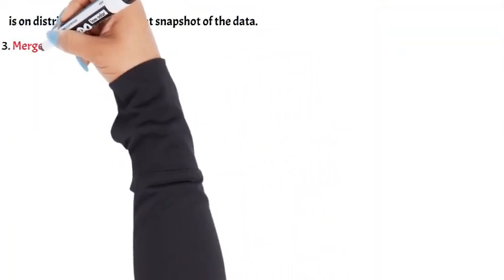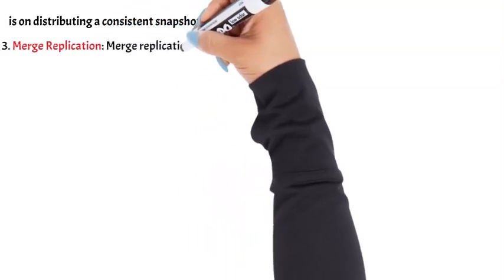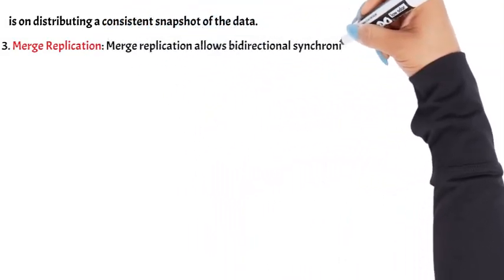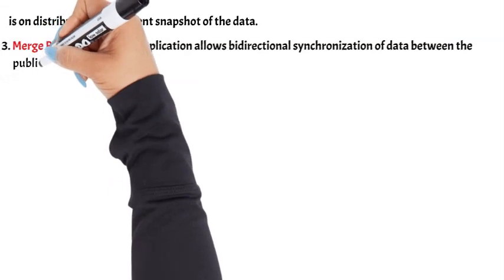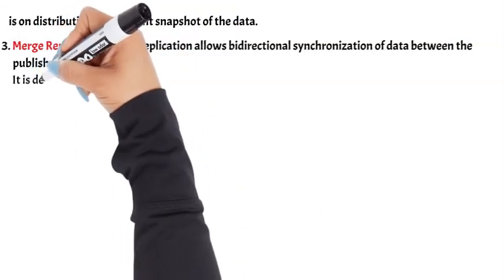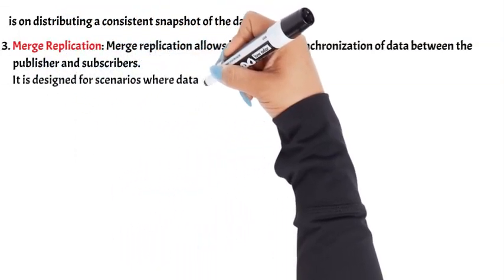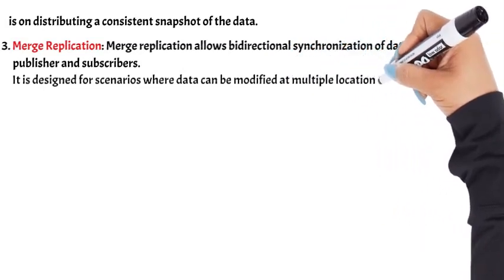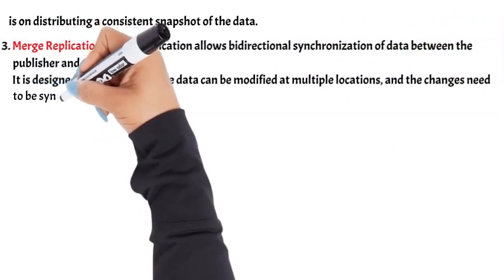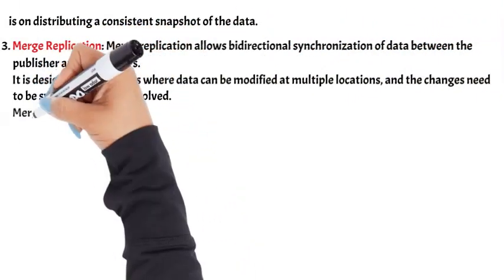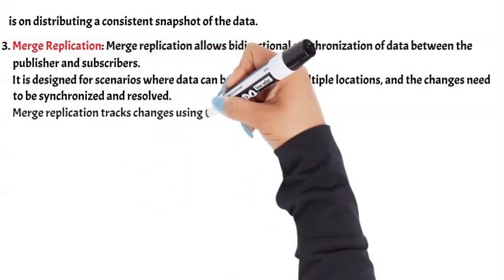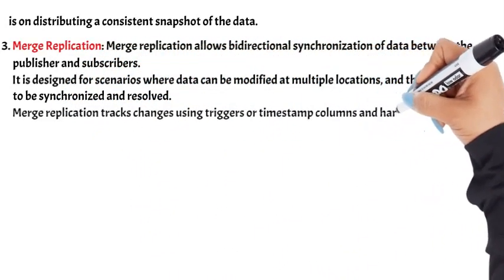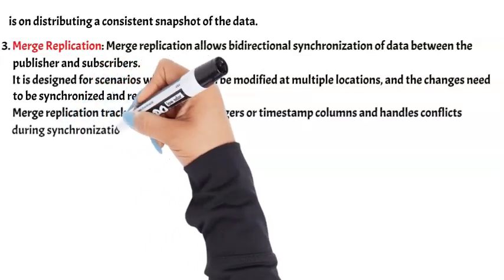3. Merge replication. Merge replication allows bidirectional synchronization of data between the publisher and subscribers. It is designed for scenarios where data can be modified at multiple locations, and the changes need to be synchronized and resolved. Merge replication tracks changes using triggers or timestamp columns and handles conflicts during synchronization.